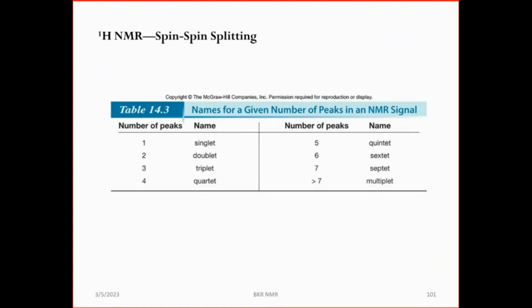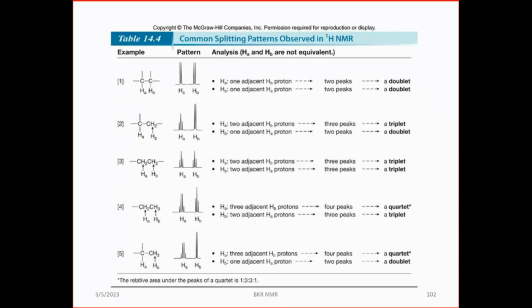So if I have only one peak, singlet, here the number of neighboring protons is 0, 1, 2, 3, 4, 5, 6, greater than 6. If I have no neighbor, I'll be a singlet. One neighbor, doublet. Two neighbors, triplet. Three neighbors, quartet. If four, it's a quintet. Five, sextet. Seven, septet. So this is the case.